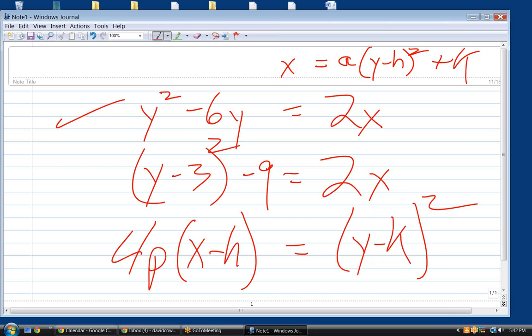If we can get it into this format, then we know our vertex is at (h, k), and we know that our focal length is p. So how do I get it into this format? Well, we'll add the 9 to the other side.